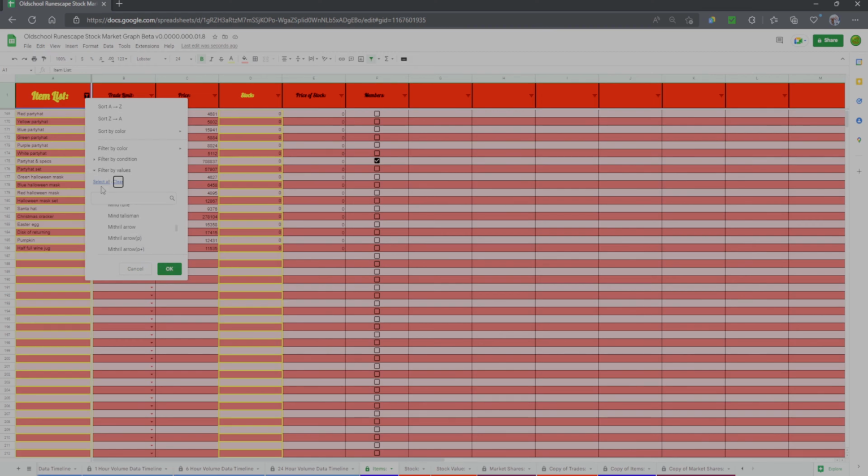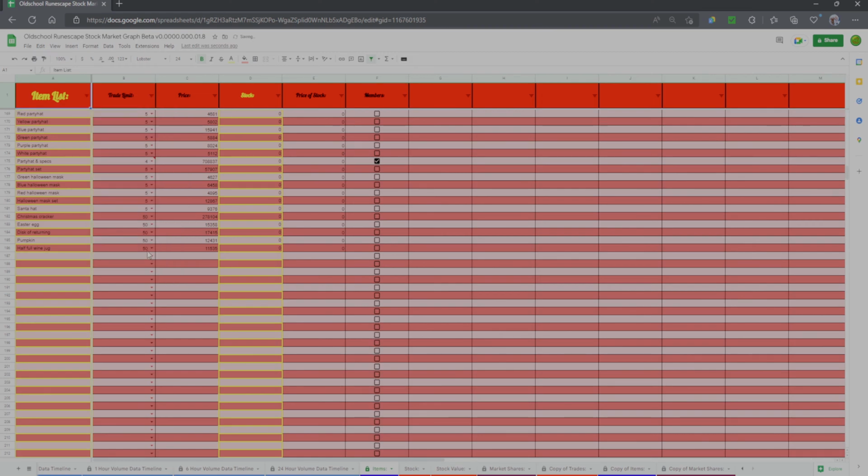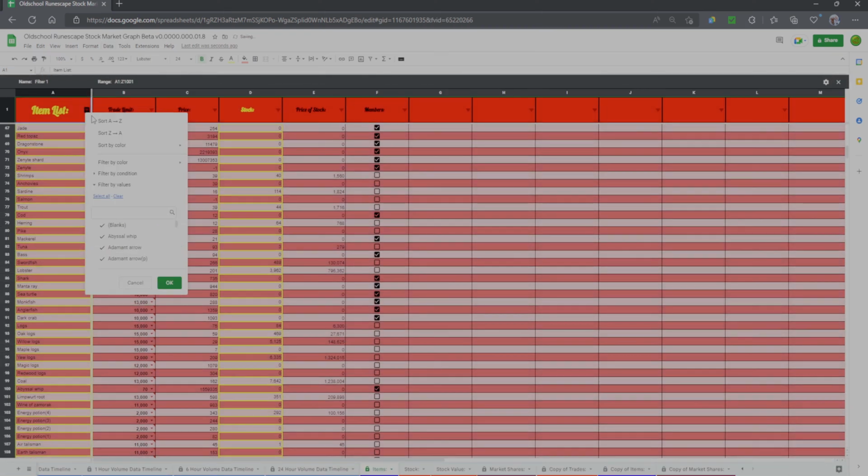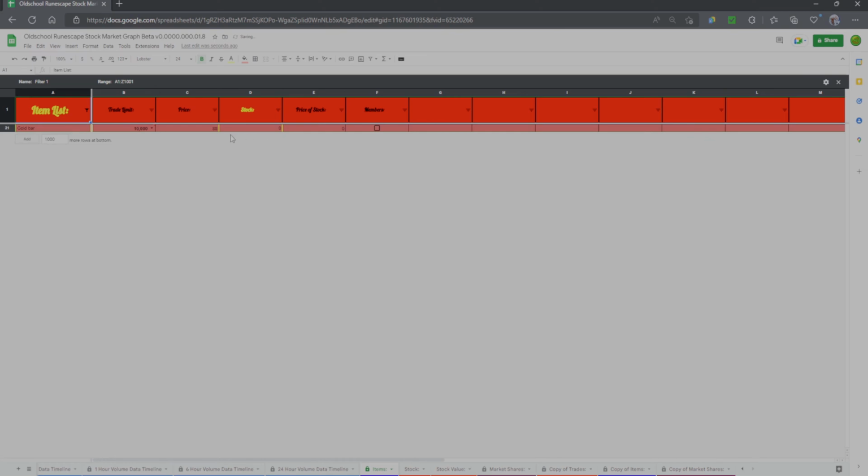Let's see. Select all. Okay, so let's get rid of the remove filter. Let's add a filter. Create a new filter, and then let's see if that fixes it. Red party hat. Okay, yeah, that should fix it. So this should make it okay. So I'm sorry, I had to fix that.